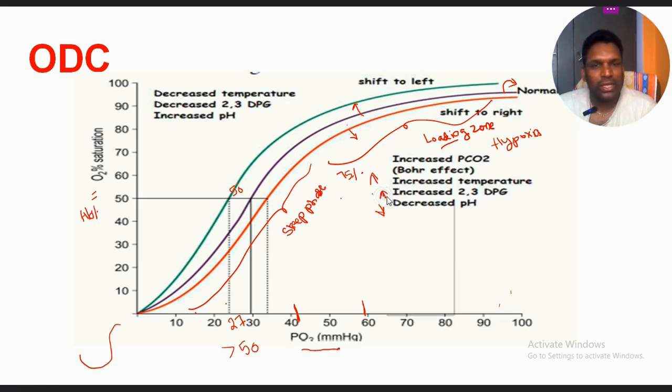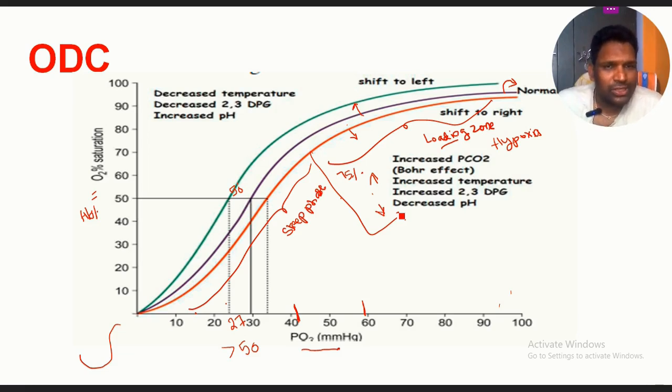In the beginning, I said the curve may shift towards right or it may shift towards left also. What are the factors? The factors shifting the curve towards right are increased PCO2, hypoxia, a decrease in the pH, an increase in the temperature, and an increase in the 2,3-DPG. Under all these factors, the curve shifts towards right. The red line indicates the curve shifting towards right.